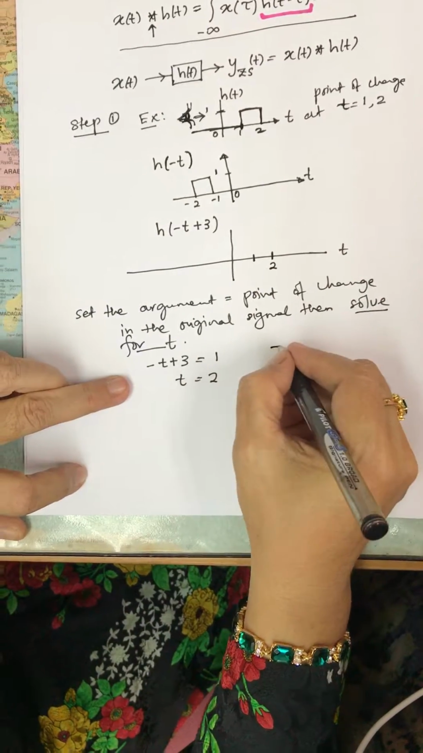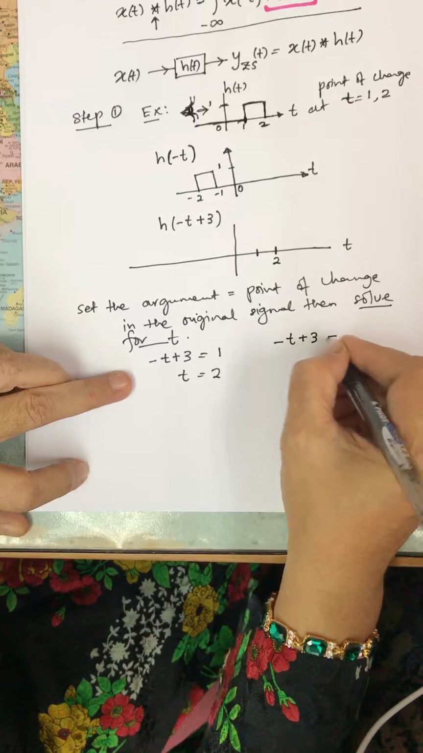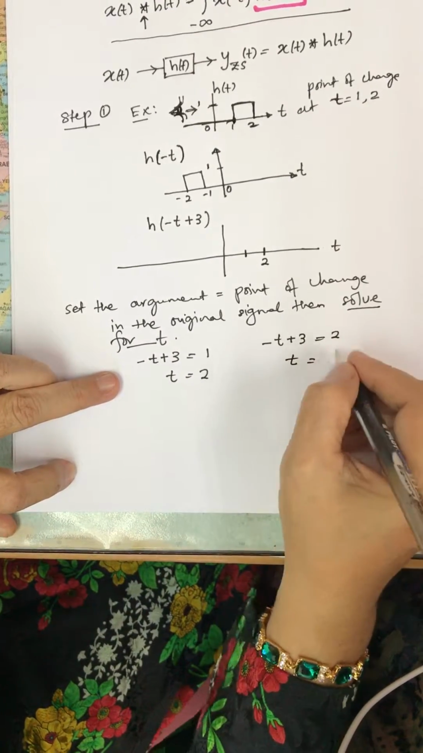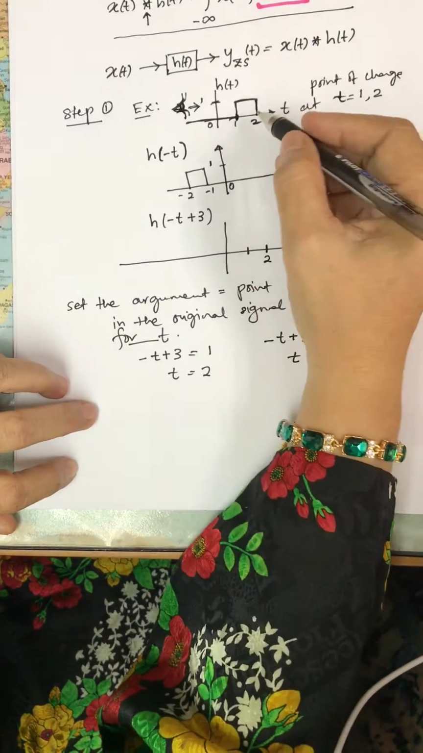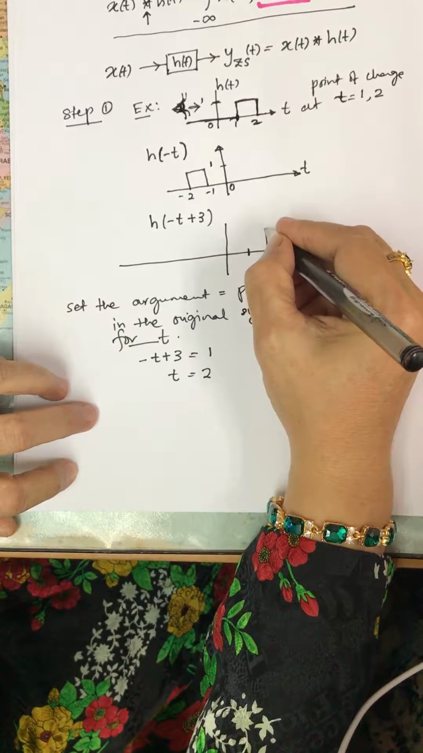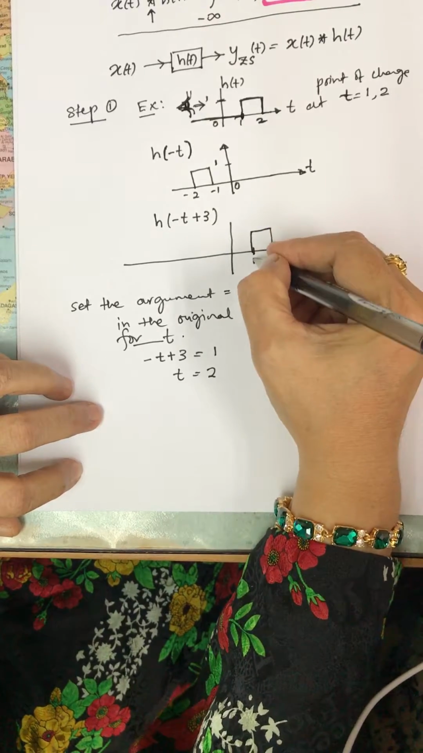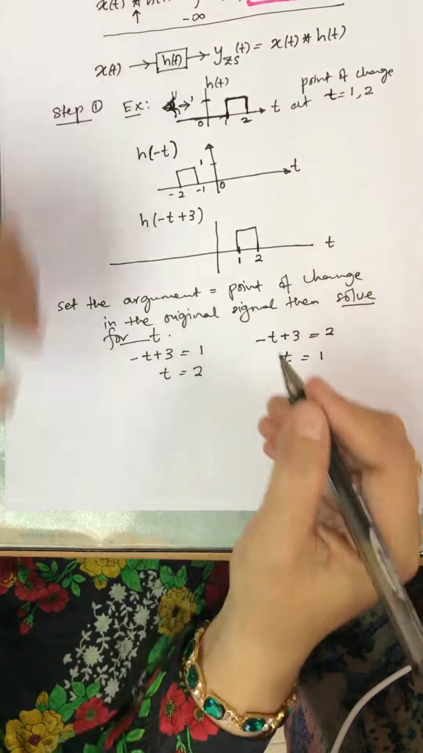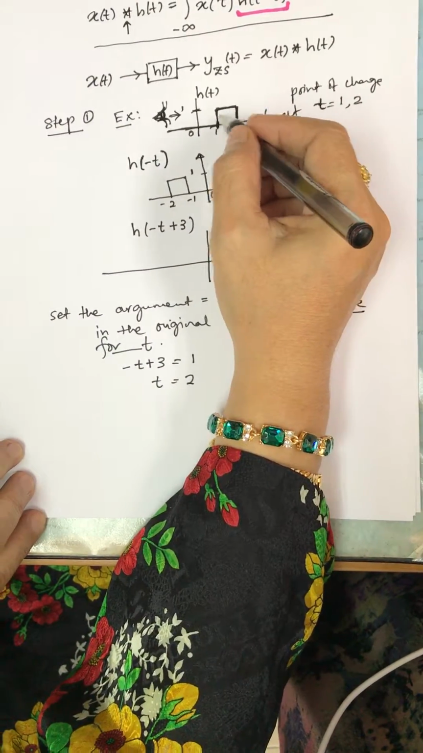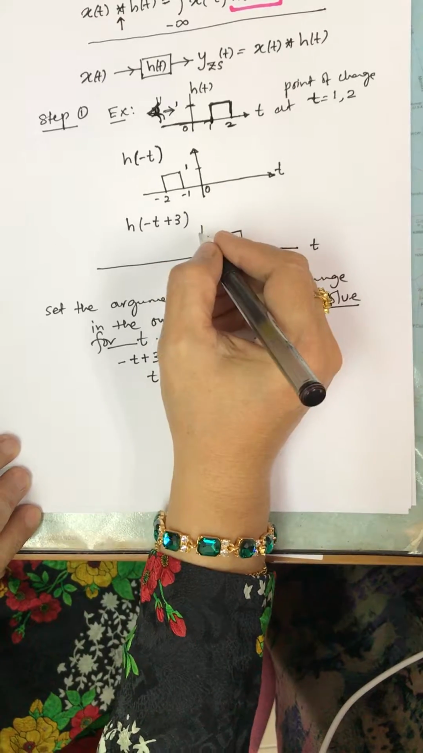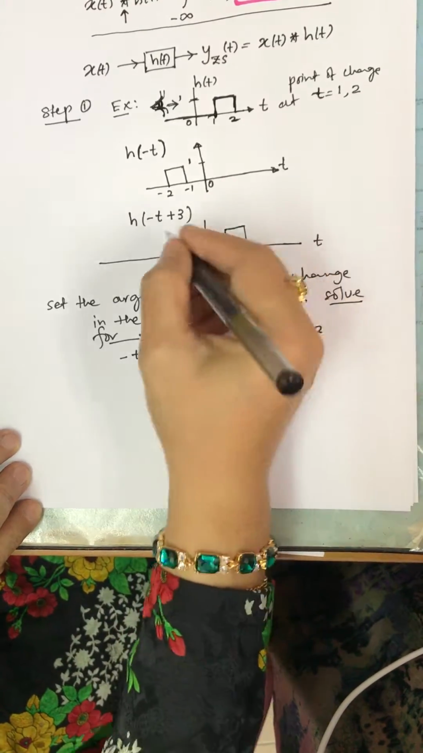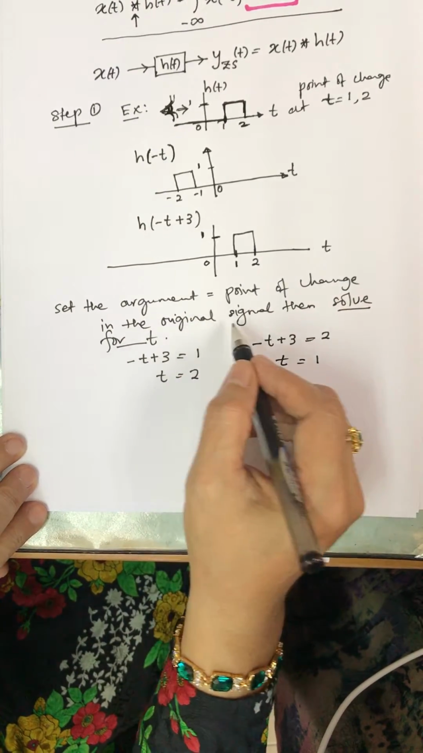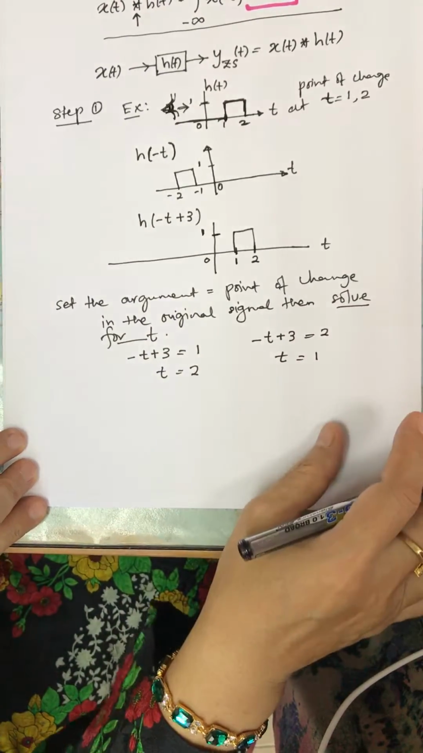Then if you set the argument again equal to the next point of change, which is 2, and then you solve for t. t equal to 1. So point 2 will move to 1. So really you're going to have this signal. Because this signal is very symmetric, therefore you cannot see the difference in terms of the shape of the signal. So this is how you do reflection together with shifting. Always set the argument equal to point of change in the original signal, then solve for t.